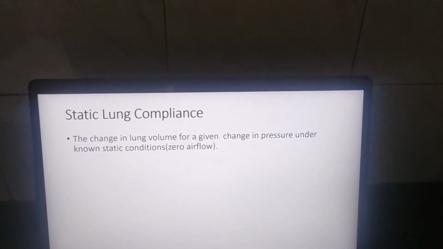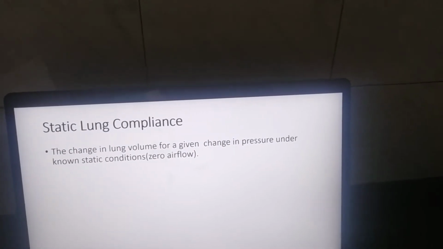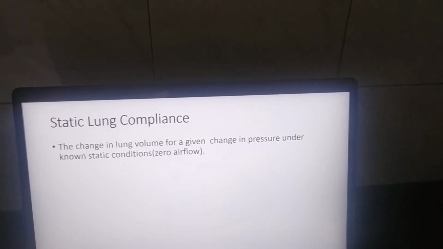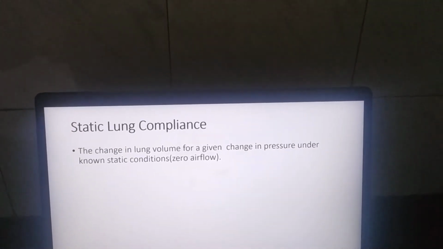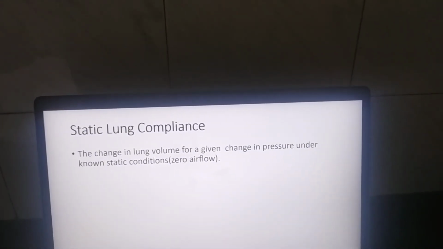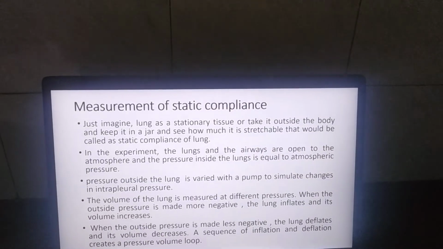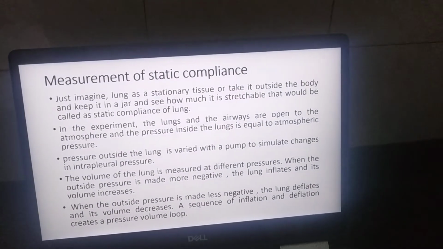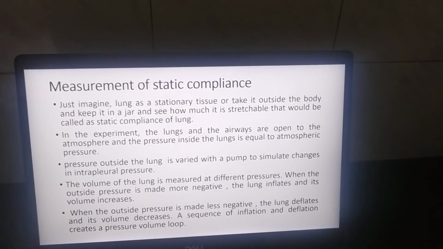So static lung compliance is the change in lung volume for a given change in pressure under known static condition. Means there will be zero airflow. So we measure lung compliance when lungs are stationary, no air is flowing in and out. So there is zero airflow. Okay. So now how do we measure static lung compliance? Now just imagine the lung as a stationary tissue, or take it outside the body and keep it in a jar, and we will see how much it is stretchable. That would be called as static compliance of lung.